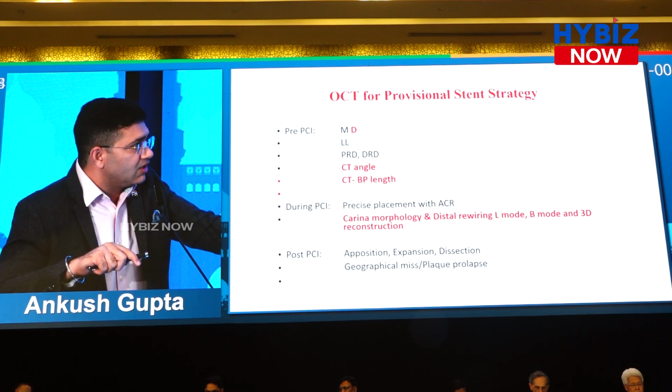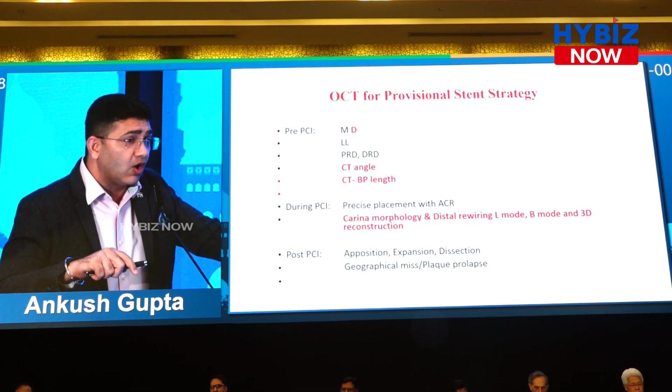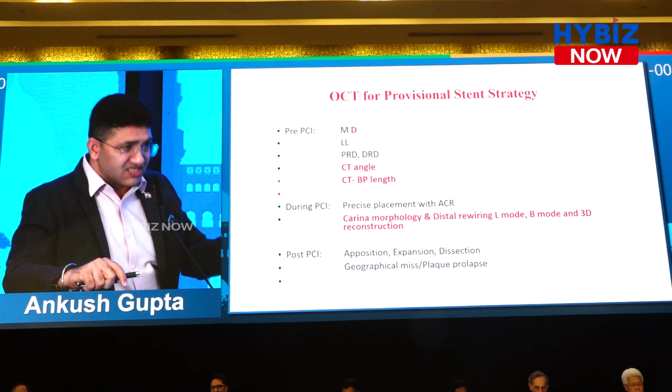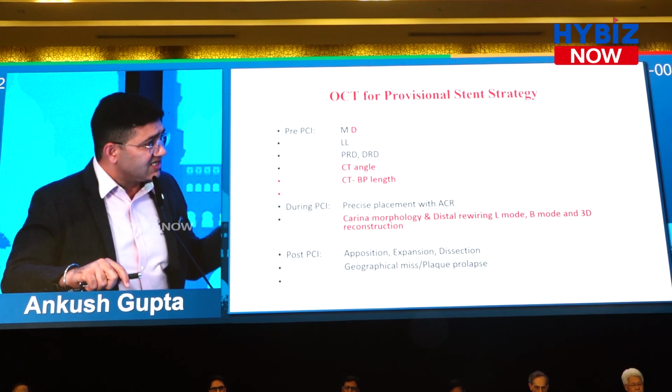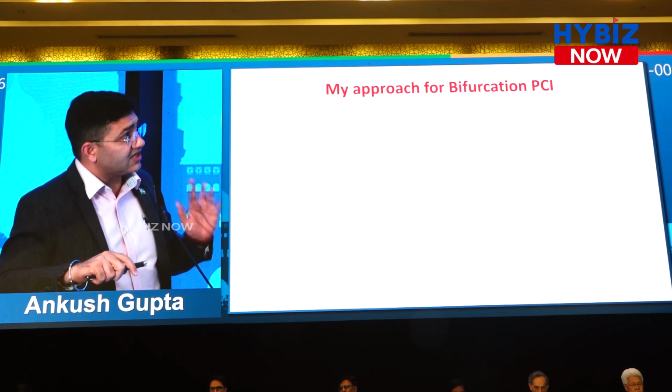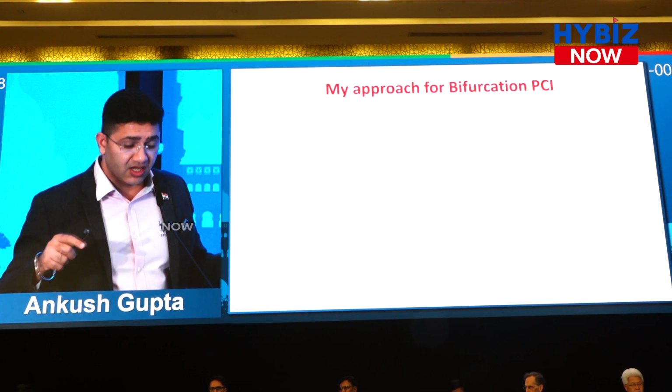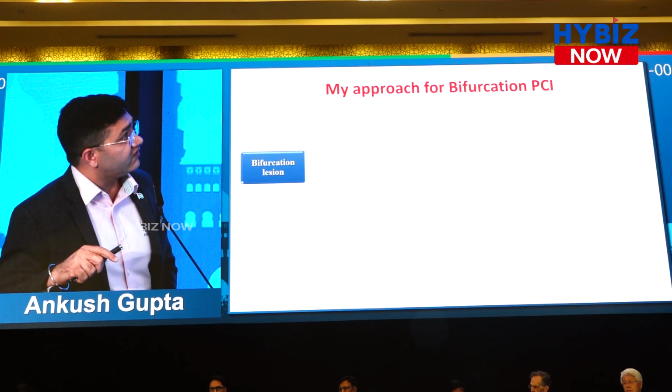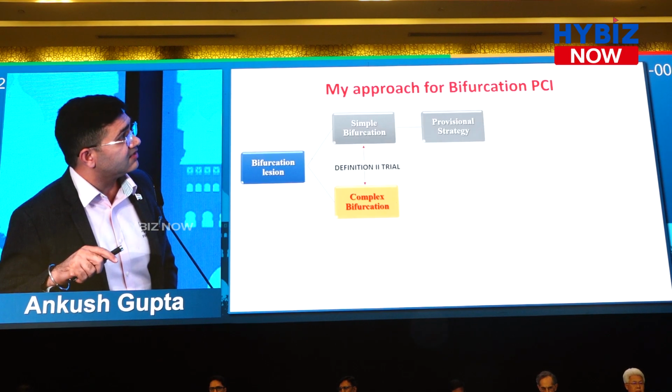After PCI, look for the apposition, expansion, dissection, and geographical miss, and always give MSA to the patient, what you have achieved in the distal left main, ostial LAD. What are the areas you have achieved? Because that is directly linked with the outcome.